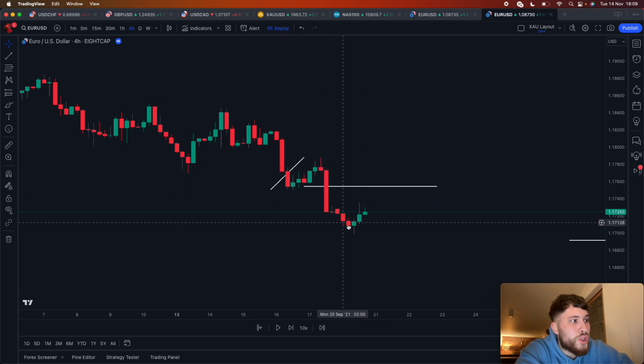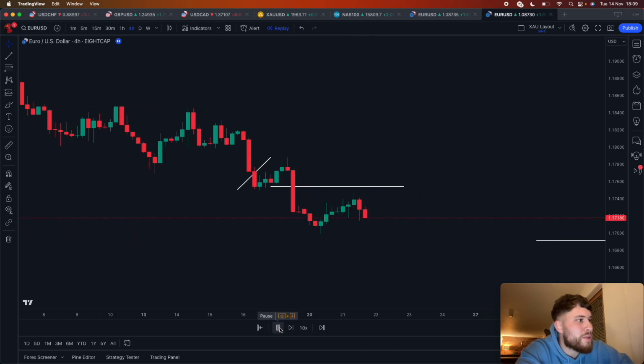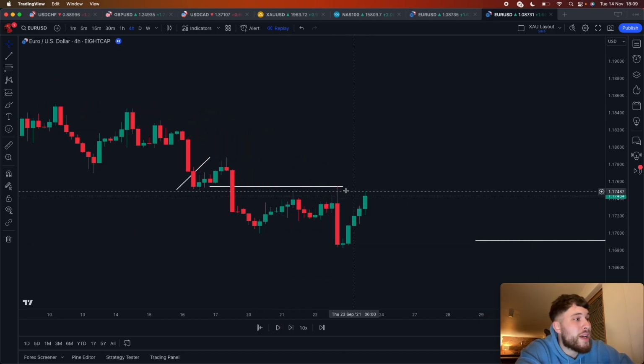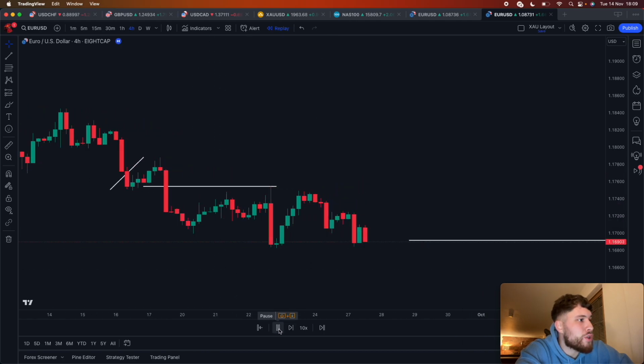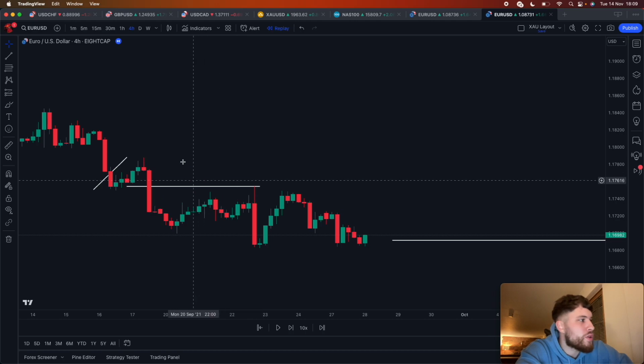Price has not come to trade up and into this. As we press play, price trades up and into this area in price before delivering us with a new bearish leg. So this is a clear example that can be seen on the 4-hour time frames, luckily enough.